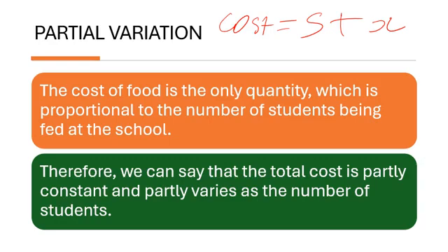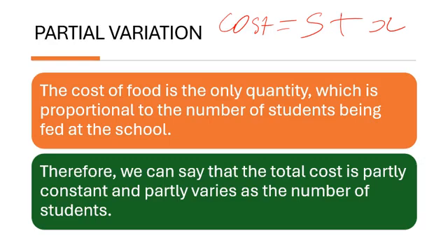Command time ene anatsekera, that cost ya chakudya chawana sima kalap. So school will not spend money on buying food when students are on holiday. So that's what we mean by the cost of food being the quantity which is proportional to the number of students being fed at the school. Therefore, we can say that the total cost is partly constant, partly varies.